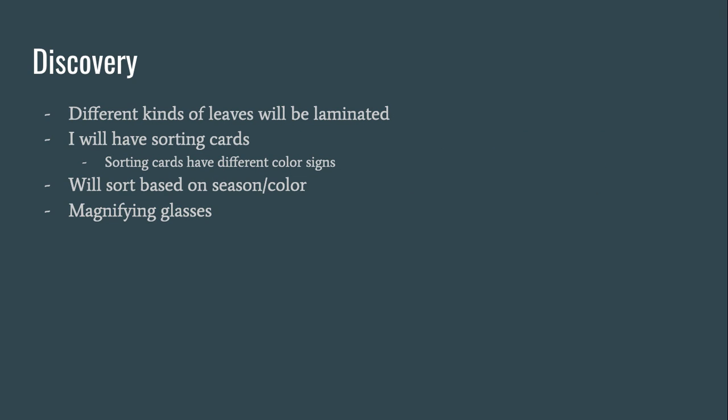So for discovery, I had different kinds of leaves that were laminated, and I had sorting cards with different colors on them. So as I went, I would say, okay, now we're going to talk about summertime. What color did we see with summertime? And I did have a hard time getting their attention and getting them to give the answer that I kind of wanted to hear, but we made it work and they did great. And they had all of these magnifying glasses and they sorted it by color, and it was just a really great time because they seemed really invested until they weren't, which is when I let them switch to a different center.